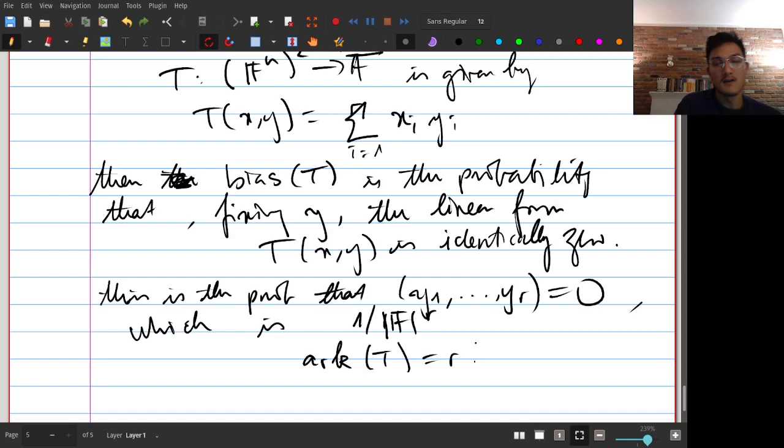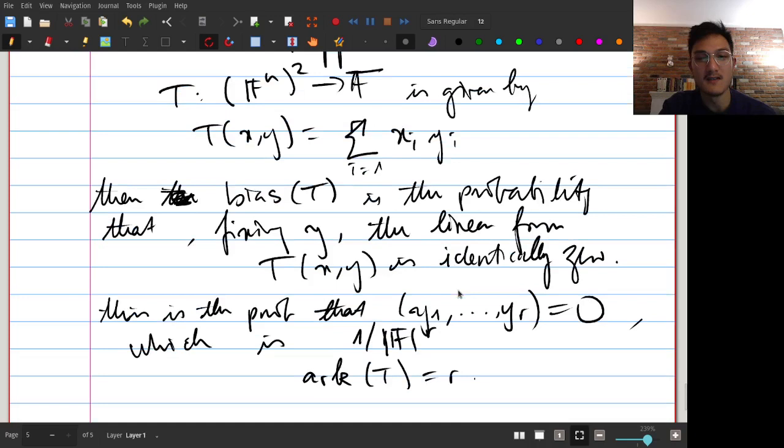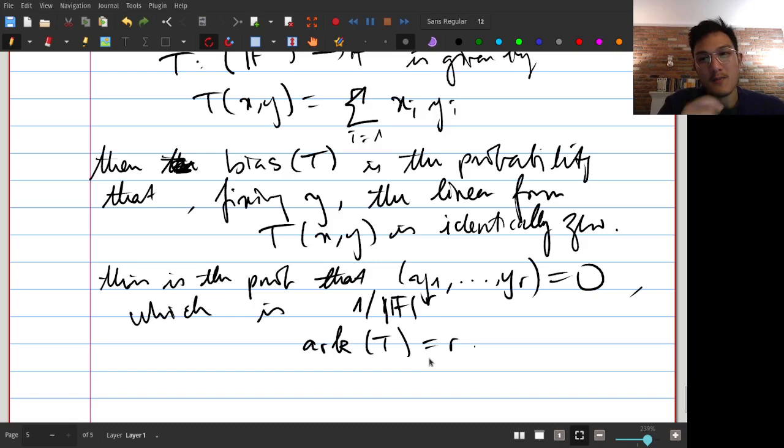Okay, so we kind of see that rank here is the same as, you have to change it to this sort of diagonal bilinear form, and then you can see that it's the same. So we have normal rank, we have the partition rank, and we have the analytic rank, and in the case d equals 2, they're all the same. But when you get further, they're not going to be the same.